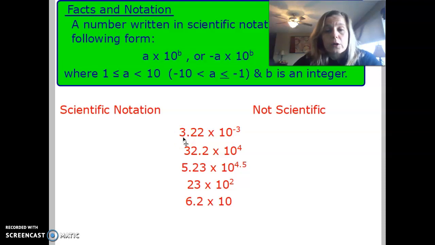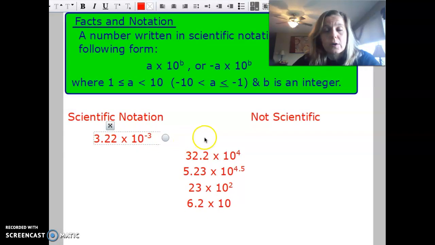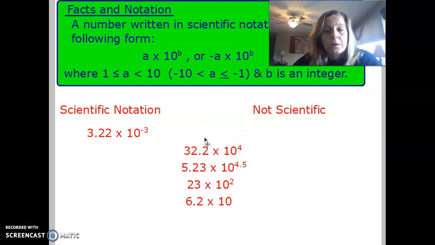So if we look at the bottom of this page, the first one, 3.22 times 10 to the negative third, that is in scientific notation. Remember, only one number in front of the decimal point and your exponent. 32.2 is not scientific notation. Remember, we've got 2 digits in front of the decimal point.